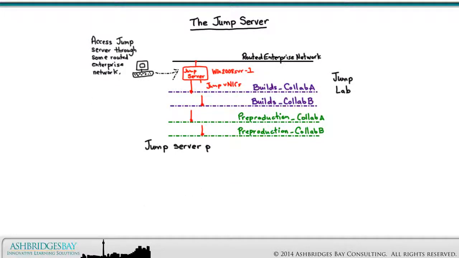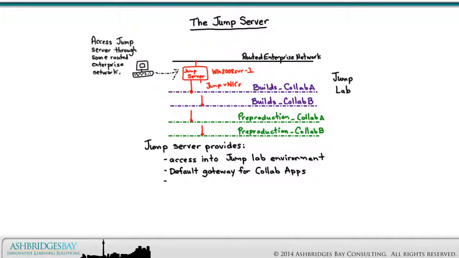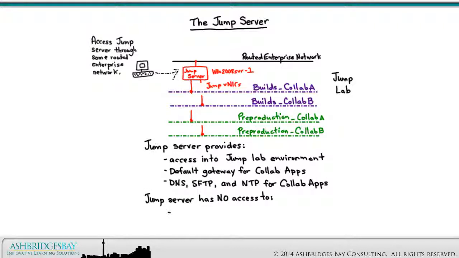The jump server provides access into the Jump Lab environment, a default gateway for Collab apps, DNS, SFTP, and NTP for Collab apps. It could also provide SMTP. The jump server has no access to production Collab apps, production DNS, SFTP, or NTP servers used by the production Collab apps.